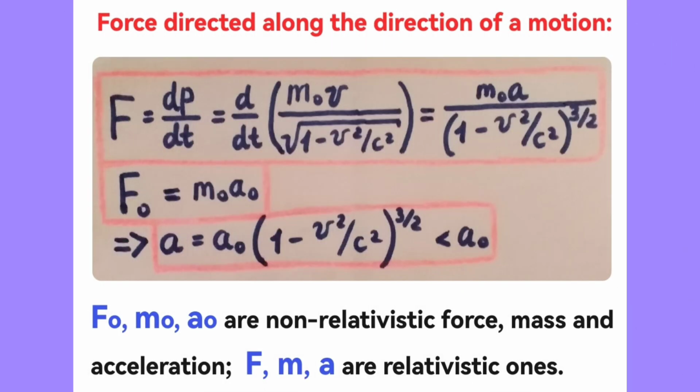Part 2. Force directed along the direction of a body's motion. If the force is directed along the direction of the body's motion, then differentiating the momentum with respect to time leads us to the conclusion that the same force accelerates a relativistic body less than a non-relativistic one. The magnitude of the acceleration caused by the force in the relativistic case decreases by the factor equal to 1 minus the square of the ratio of the body's velocity to the speed of light, raised to the power of 3/2.